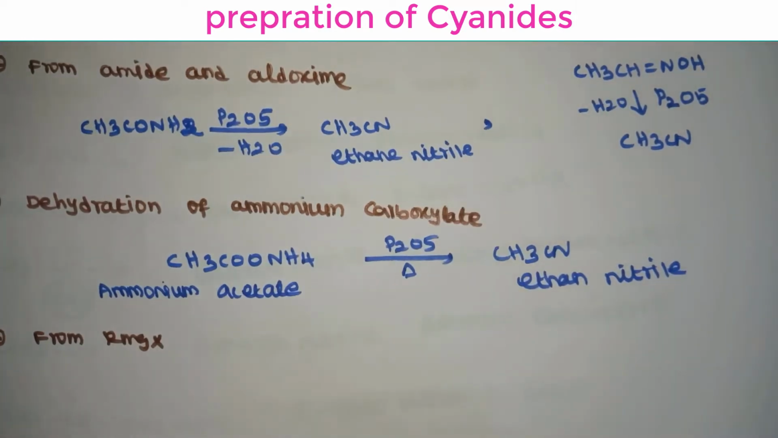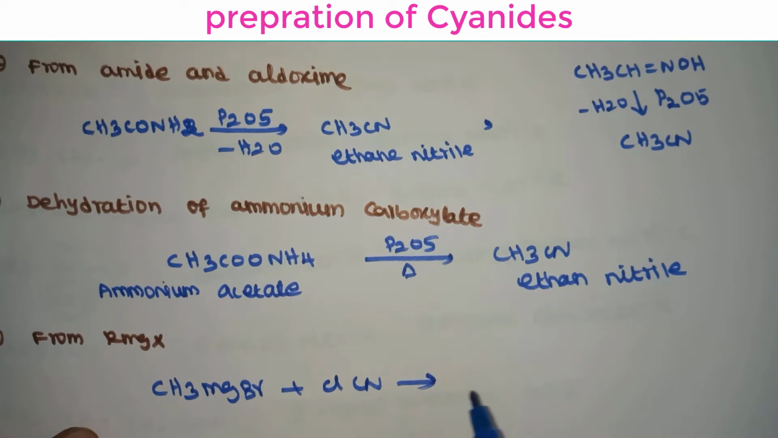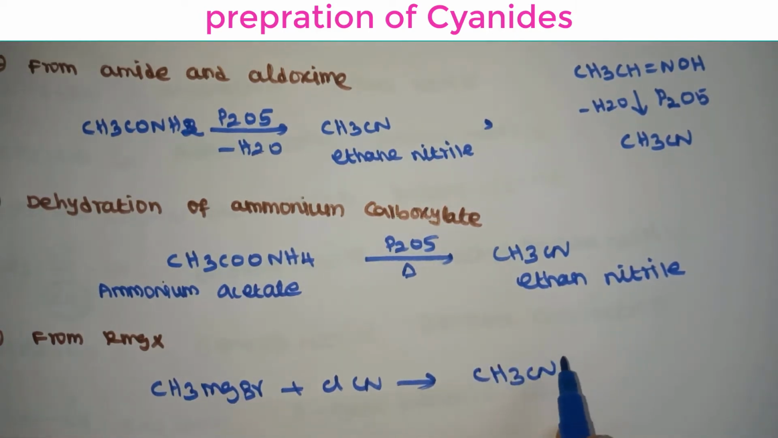Preparation of cyanide, last method, from Grignard reagent. Methyl magnesium bromide, CH3MgBr, reacts with ClCN to form an alkyl cyanide, CH3CN. The name of this compound is ethane nitrile.